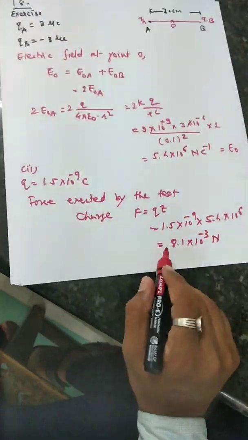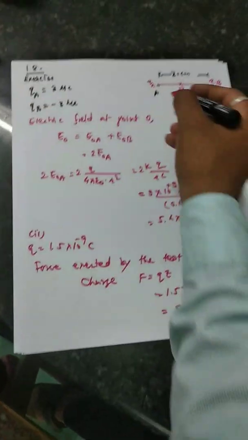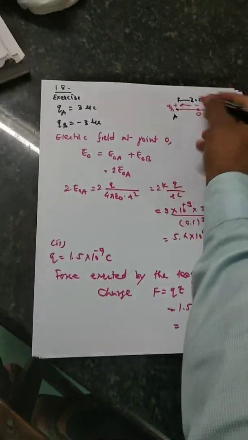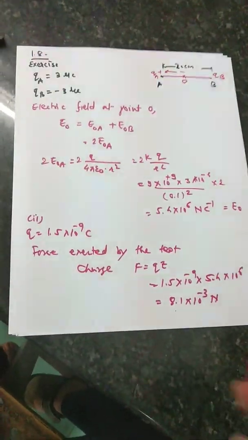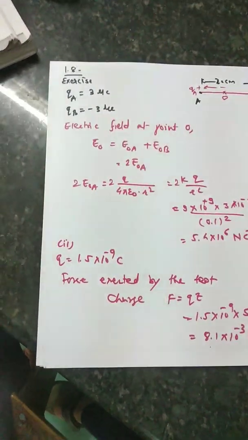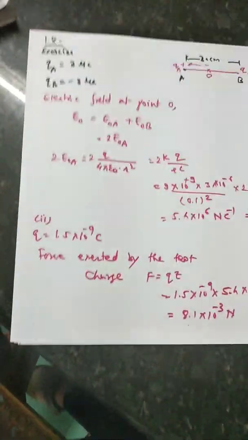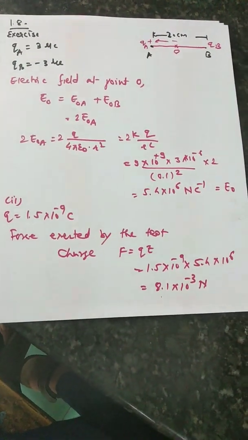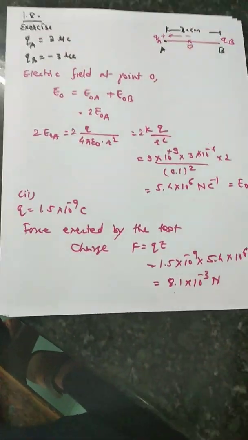And this force will be towards the direction of QA, because this is a positive charge and this is a negative charge, so the force acts from the negative charge towards the positive charge. So with this I am ending the numericals of chapter number 1, and from tomorrow onwards I'll start with the theory of chapter number 2.